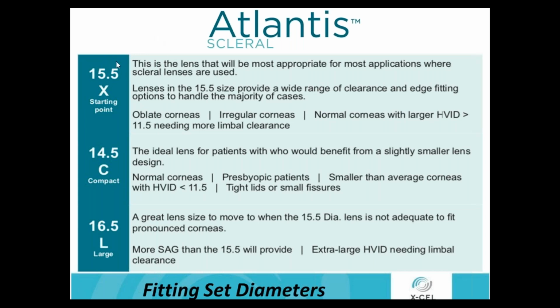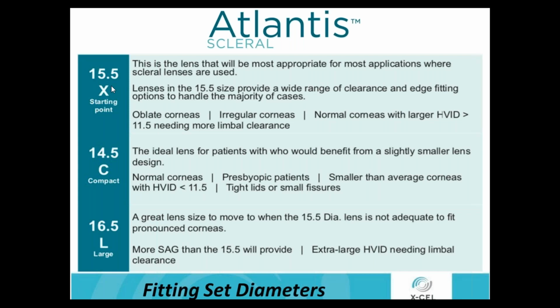If you think about that starting point, we want to land outside the limbus. That's one of our goals with a scleral lens. Even if we had a large HVID, okay, average HVID is 11.8 to 12.0, even if we had a large HVID at 12.5, I'm still landing outside the limbus with a 15.5. That's giving me 3 millimeters of extra mass landing beyond that limbus, or 1.5 millimeters on each side. So this will fit most of those corneas.